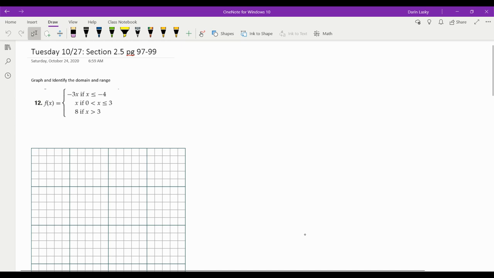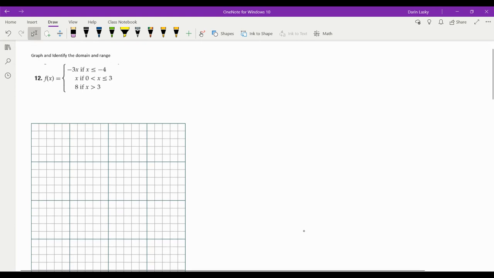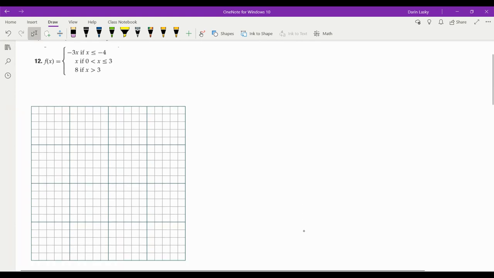Hey guys, all right, we're going to be working with section 2.5, pages 97 to 99, so it's going to require a lot of review skills of graphing for you guys. So these are called piecewise functions.